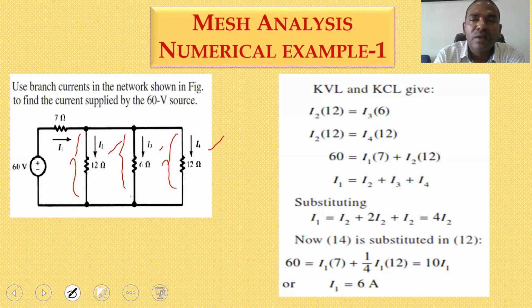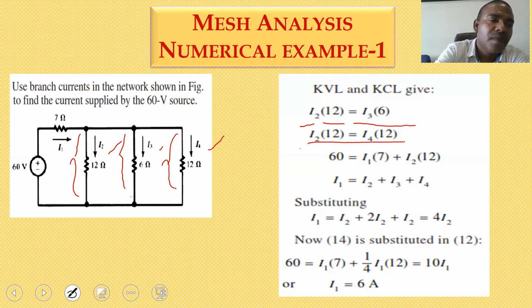So now the 12 ohm current is I2, the 6 ohm current is I3, the 12 ohm current is I4. By observation you can write I2 into 12 must be equal to I3 into 6. At the same time I2 into 12 must be equal to I4 into 12, and also I3 into 6 must be the same as I4 into 12. So these are the observations you are getting.